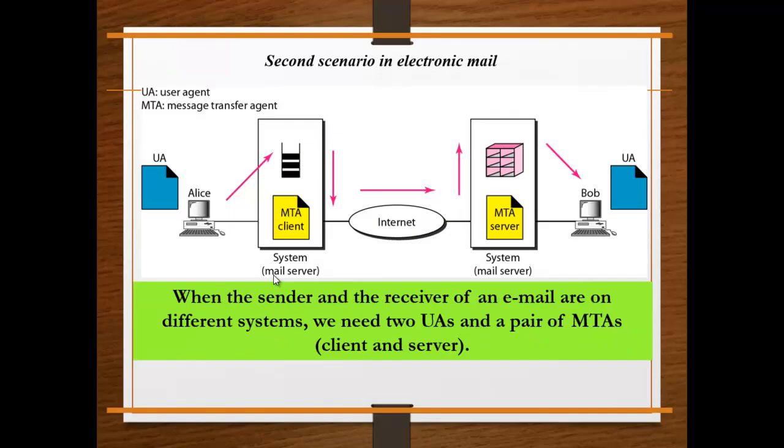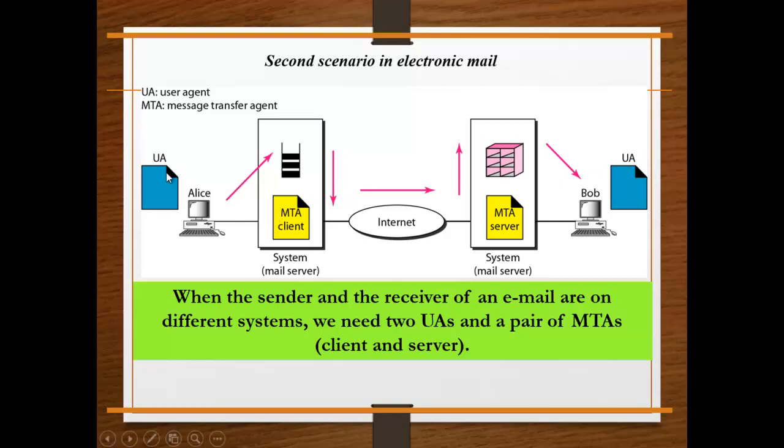The second scenario is when these two people are connected to different systems. When the sender is connected to one CPU whereas the receiver is connected to another CPU, these two systems transmit their information over the internet. In this kind of scenario you will have a user agent and you need to have a message transfer agent. The message transfer agent takes care of the transmission of the email over the internet. So this message transfer agent is a very important thing in the email architecture. It is responsible for transmitting the email over the internet.